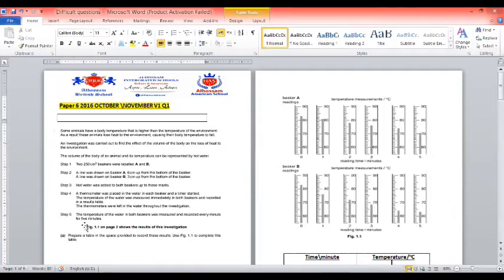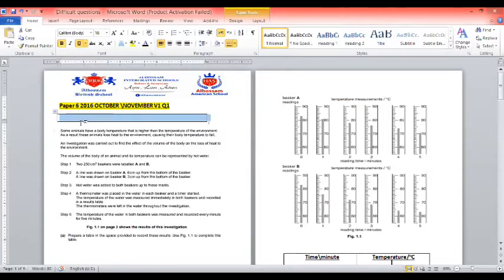What are your dependent and independent variables? What is the main dependent variable that you are going to measure in this investigation? And what is the independent variable that you are going to change in this investigation? Okay? And if you get out this information, you will be able to answer all the provided questions.